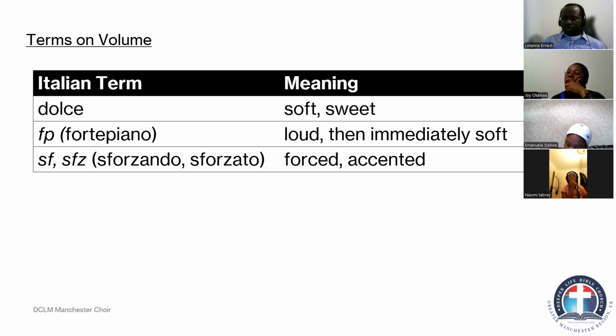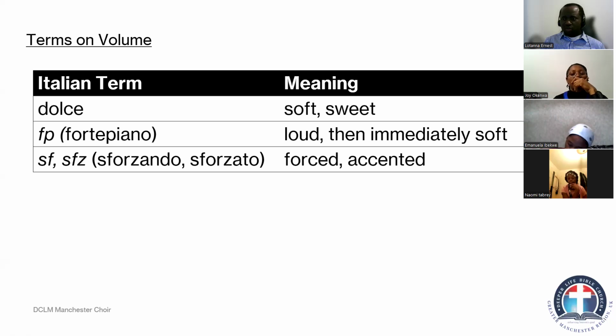Forte piano. If you remember, forte means loud. Am I right? Piano means soft. So when you see forte piano, it means loud, then immediately soft. Loud, then immediately soft. All right? So sometimes we have a song that we say forte piano, go loud, then immediately come soft.